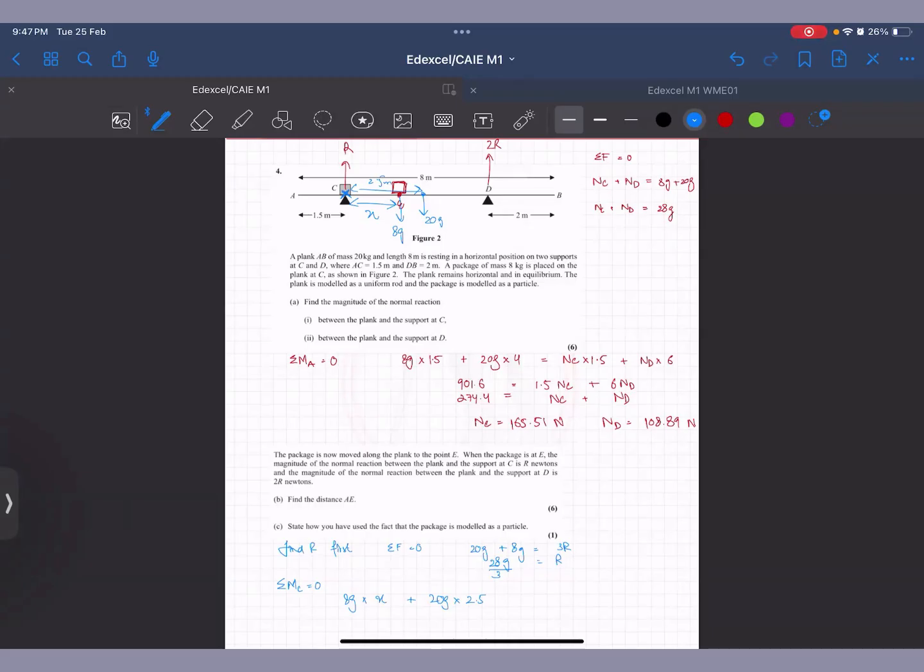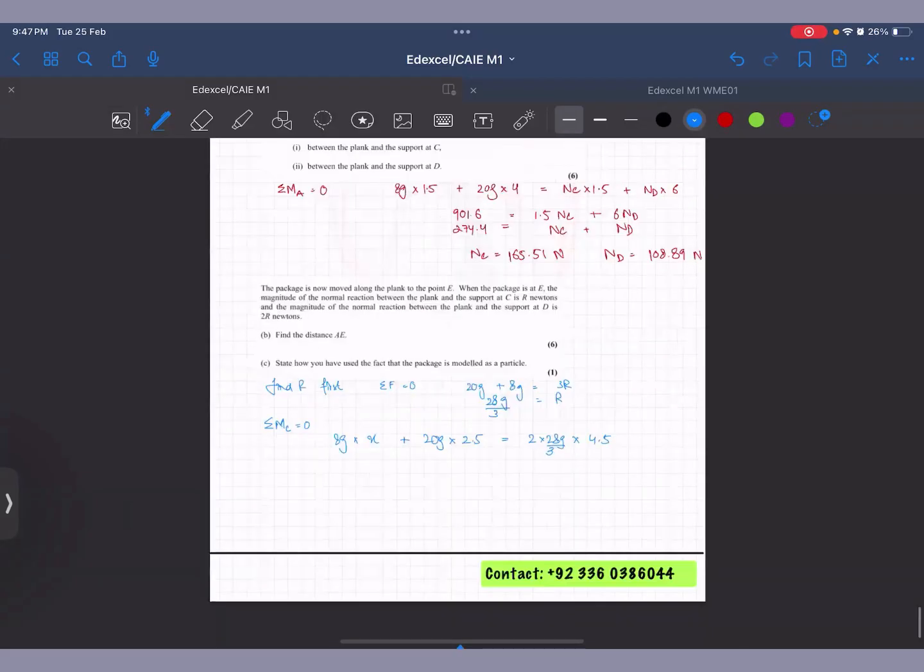2.5 meters is equal to the anti-clockwise generating forces, which are 2R, right? 2R. So twice 28g over 3 multiplied by the distance, which is 8 minus 1.5 minus 2. We need this distance. So 8 minus 2 is 6. 6 minus 1.5 is 4.5. So now we can find the value of x.